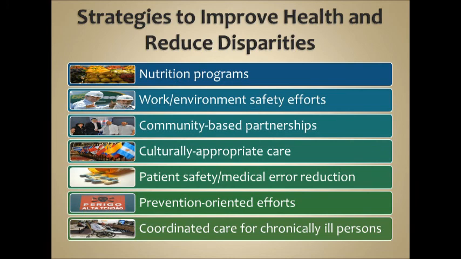There are a lot of strategies to improve health and reduce disparities. I talked about three main ones from the big U.S. healthcare system with all these people and organizations and subsystems and all these uninsured people and special populations. But here's just kind of a toolbox of what we use in public health to try and reduce disparities.